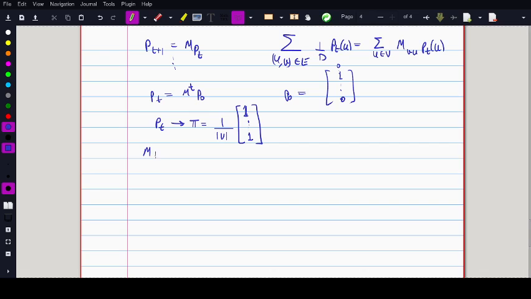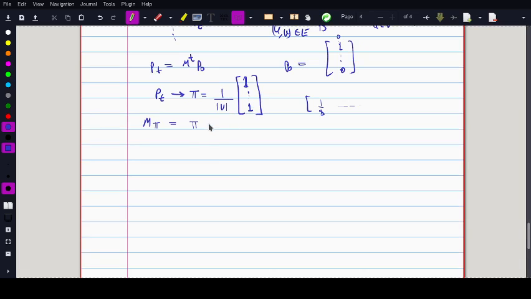So consider M pi. What would M pi be? If you actually do the product, you will find that it is just equal to pi itself, because any row of M has 1 by d at d places and 0 everywhere else. When you multiply it by the ones vector, you get 1 by d plus 1 by d, d times, and when you add that, it just becomes 1. So you're left with the same thing. So in fact, M pi equals pi. This means that pi is an eigenvector with eigenvalue 1.